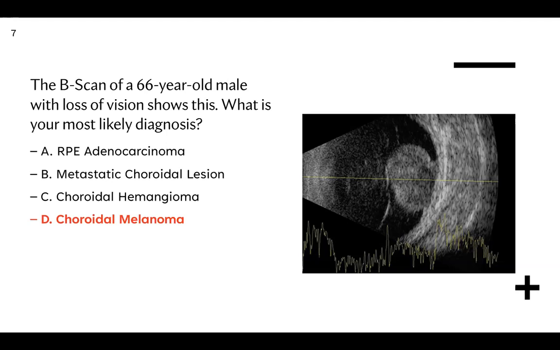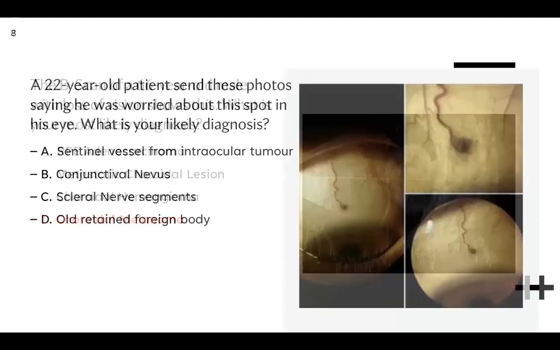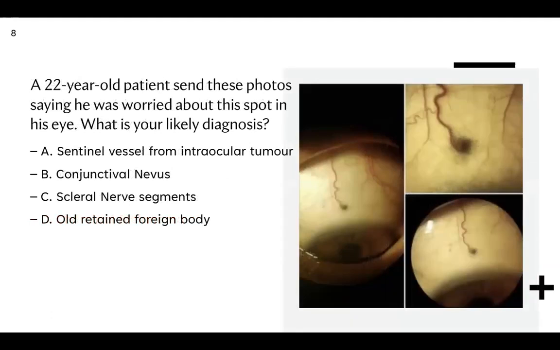All right, our next question is this. A 22-year-old patient sends these photos saying he was worried about the spot in his eye. What is your likely diagnosis? Is it A, sentinel vessel from an intraocular tumor? Is it B, conjunctival nevus? Is it C, scleral nerve segment? Or is it D, an old retained foreign body? Your time has started with 15 seconds to go.